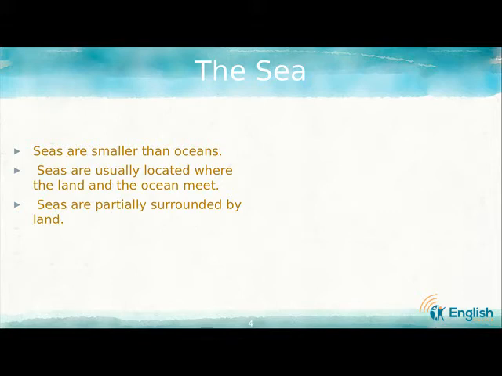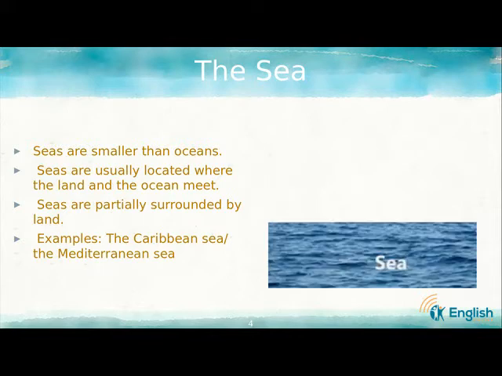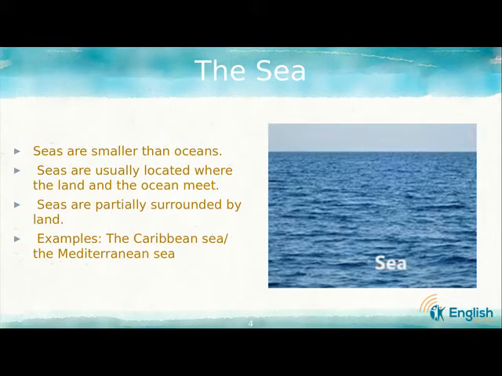What does that mean? Partially surrounded by land. Partially. What does that mean? It means partly. In other words, usually we can find a sea near land. For example, I can say the Caribbean Sea or the Mediterranean Sea. There are plenty of other seas for you to find out if you refer to the world map. Here is a picture of the sea.